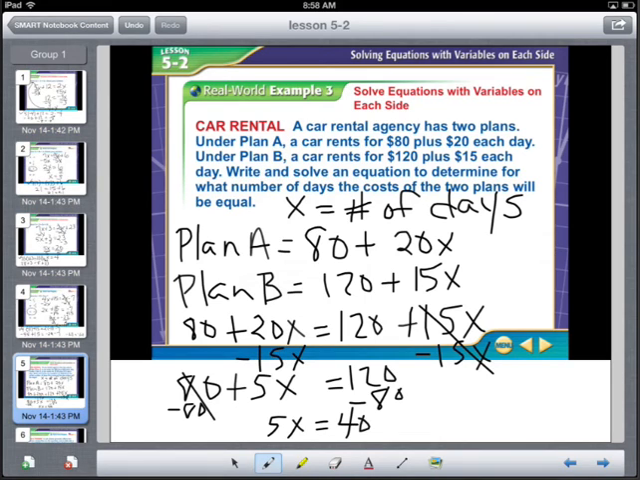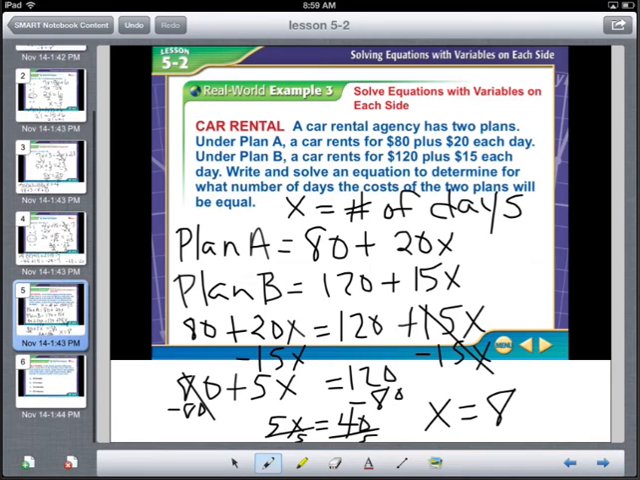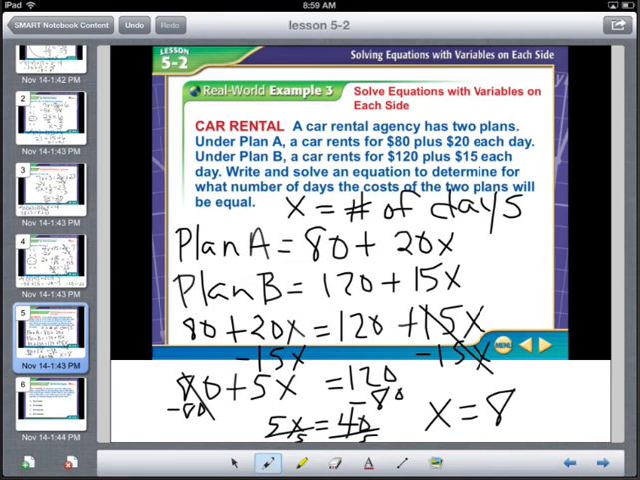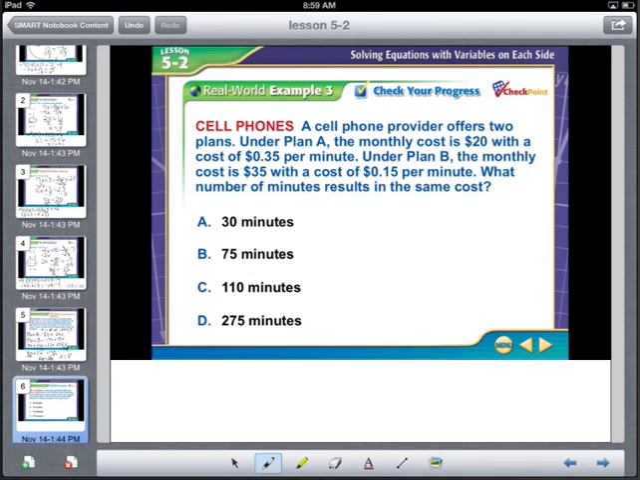I want to get the x by itself. I'm out of room down here. I'm going to try to squeeze it in, so I'm going to divide both sides by 5. So x is equal to 40 divided by 5, which is 8. So it's going to be 8 days. When you rent the cars for 8 days, both plans come out to be exactly the same. Okay? All right, one last one. You try this one, and then come back and check your work against mine and see how you do.